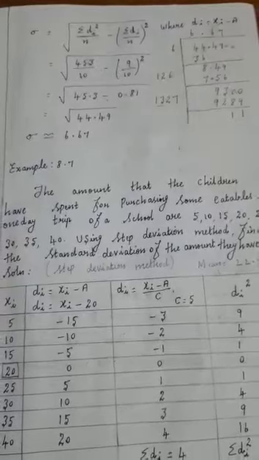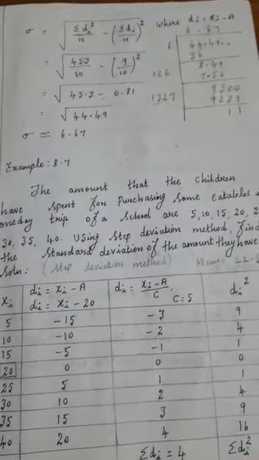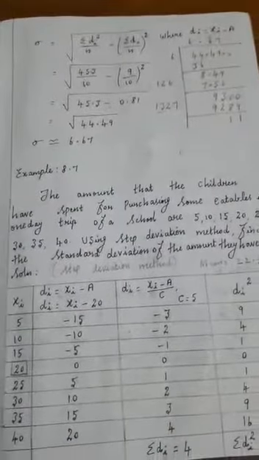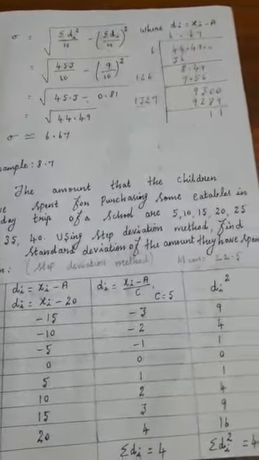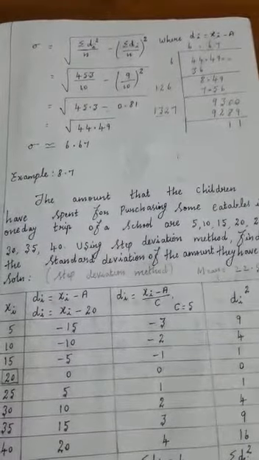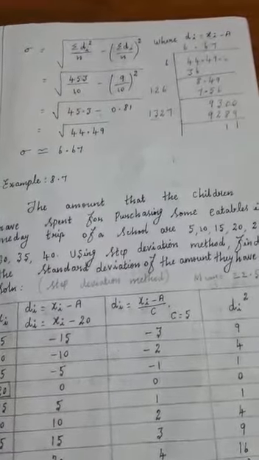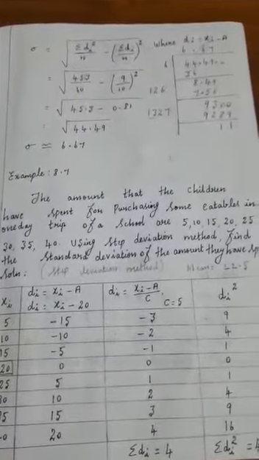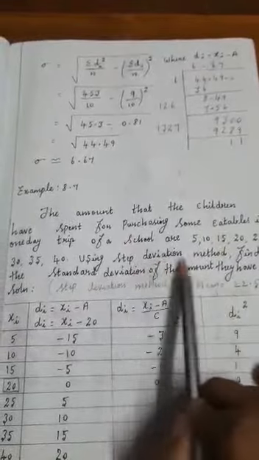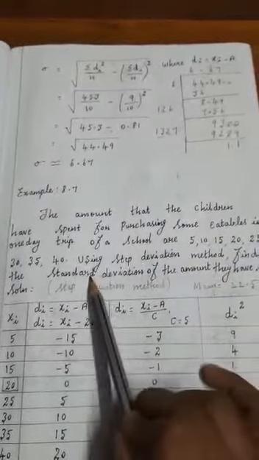Let us see example 8.7. Now see the question. The amounts that the children have spent for purchasing some eatables in a one-day trip of a school are 5, 10, 15, 20, 25, 30, 35, 40. Using the step deviation method, they have asked us to find out the standard deviation.